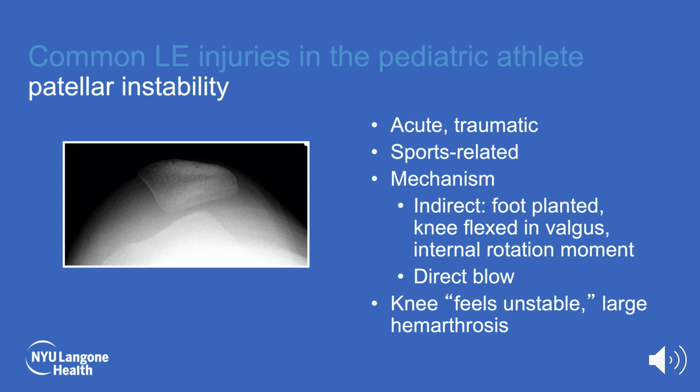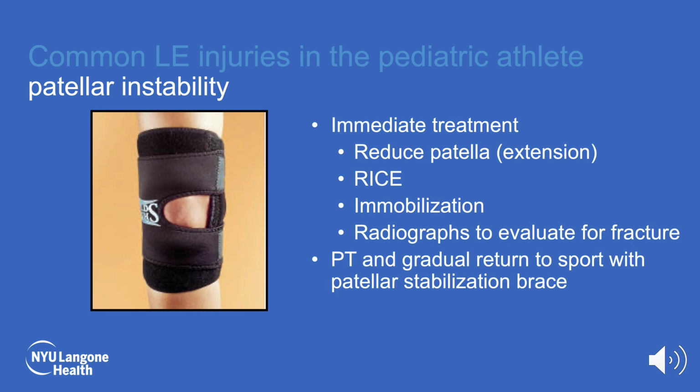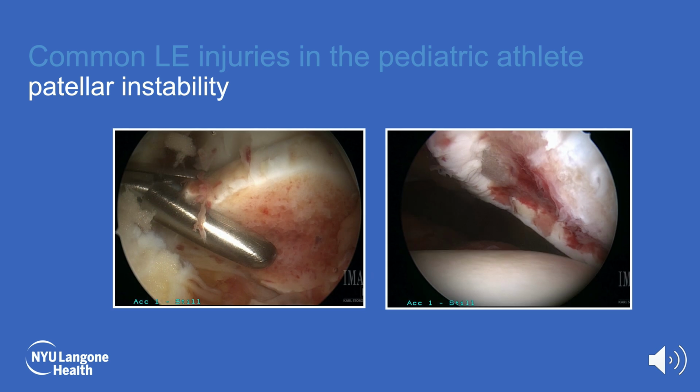So this is very common in kids. It's typically acute, oftentimes traumatic, although not always. It may be sports related, it may not. When it's indirect, the mechanism is usually that the foot is planted, the knee is flexed, and then a valgus internal rotation moment is applied. It can also be a direct blow, like a tackle in football. The knee may feel unstable, or they may tell you they dislocated their knee, and you'll usually note a large hemarthrosis right away.